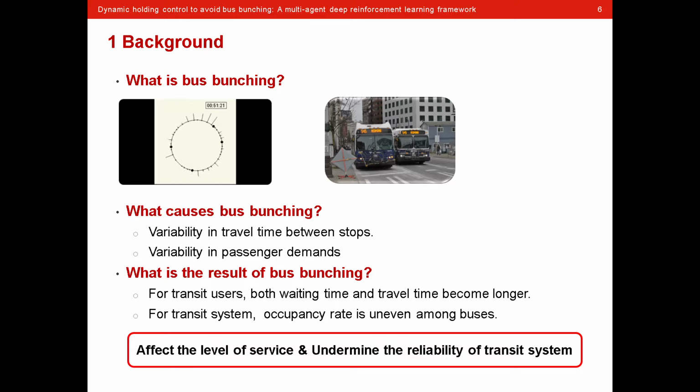And what is the result of bus bunching? For transit users, there will be more waiting time and travel time, because once multiple buses arrive at the same stop, it means that at another stop there will be no bus, and the passengers there will have to wait. And naturally, for a transit system, such a phenomenon will cause uneven occupancy rates, so there will be a waste of public transit resources. So, in all, it will affect the level of service and undermine the reliability of the transit system.